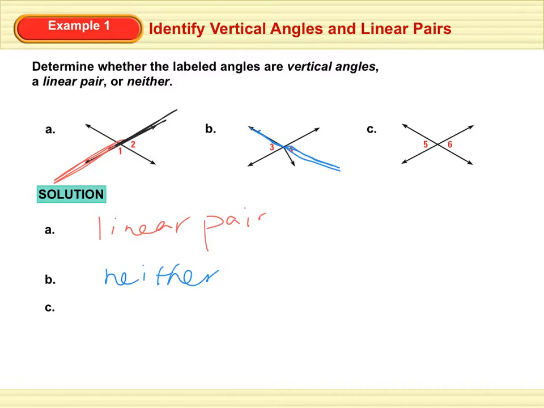And the third one, 5 and 6. We've got adjacent angles? They're not adjacent angles. They're not right next to each other. They're scissor angles, meaning they're vertical angles. They look like scissors, and their sides are formed by 2 intersecting lines. So 5 and 6 are vertical angles. Okay.